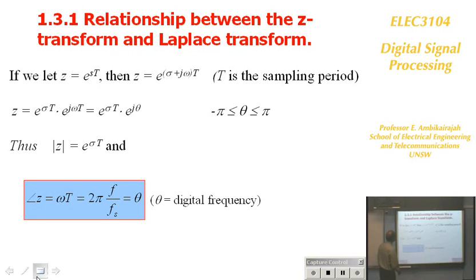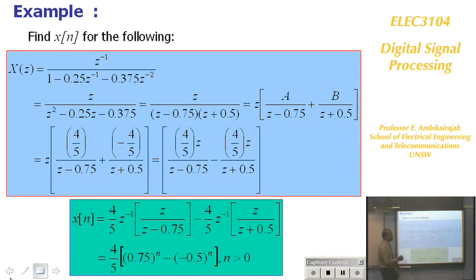I want to go back. I saw another equation there. Here, I missed it, so I'm going to go back here. You've been asked to find the x[n] value, and you know this is your transfer function given, and how do you find x[n]? Very hard to do, it's not easy.